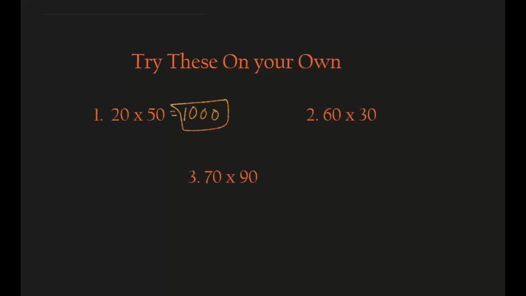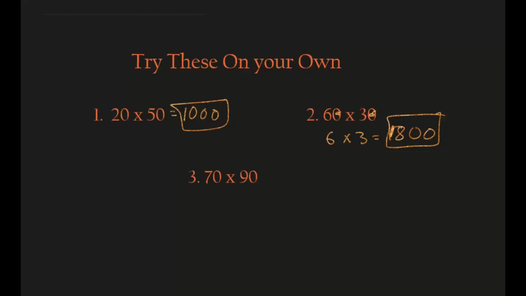Now we are going to do the second question. 60 times 30. So now what we'll do is I'm going to do the adding zeros method. So we're just going to do 6 times 3. What is 6 times 3? 18. Now, because we have 2 zeros, 1 here and 1 here, let's just add them over here. So our answer is 1,800.